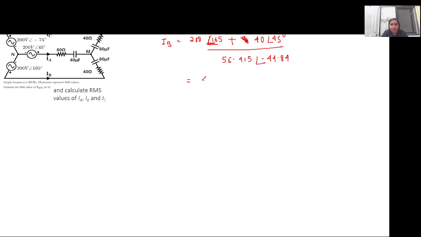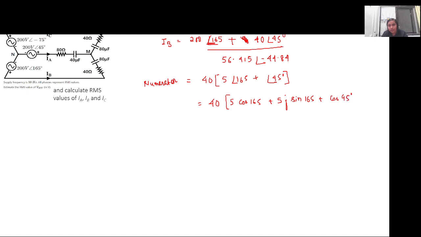So let's take 40 common. So it is 5 angle of 165 plus angle 45 degree. Now we will expand this in terms of cos and sine. Let's take the numerator first. So we can write it as 40 into 5 cos of 165 plus 5j sine of 165 plus cos of 45 plus j sine of 45.